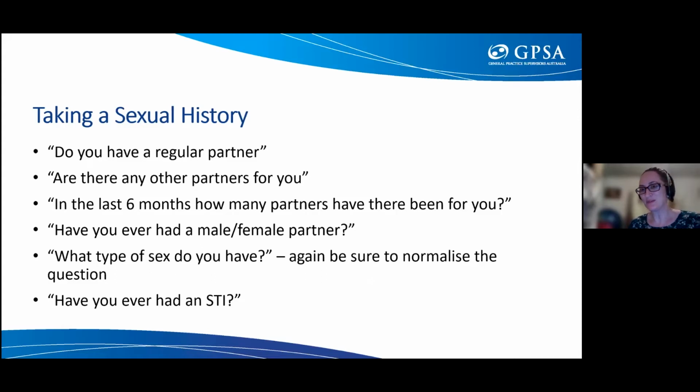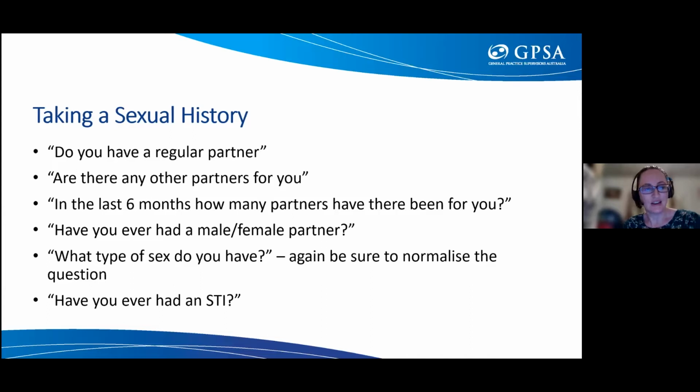And sometimes, particularly working in the youth sexual health clinic where they're coming for STI screening, you can see when you're asking in the last 6 months, how many partners have there been? Sometimes it's like when taking the drug and alcohol history to try and establish some rapport, you might overestimate. So you might say, oh, has there been 10 partners? And they'll say, oh, no, not that many. And it just makes them feel more comfortable to give that appropriate history.